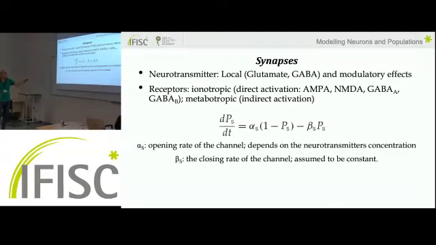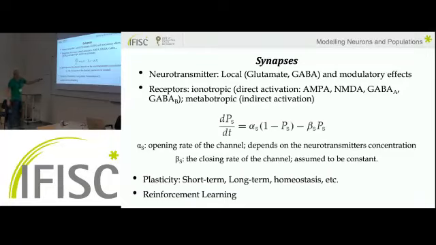This IS, which is the opening rate, depends on the neurotransmitters, on the amount of neurotransmitters I have. If I don't have neurotransmitter, I cannot open the channel. And usually beta S is assumed to be constant. This is the simplest way you can model a synapse. The simplest. Then you can do much more.